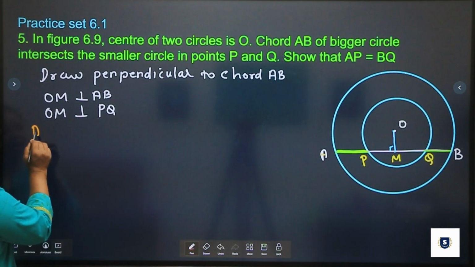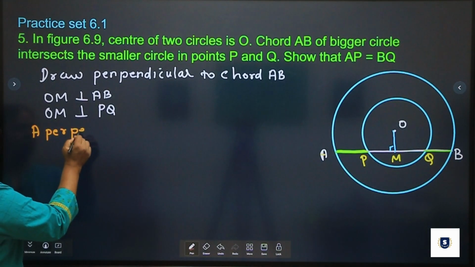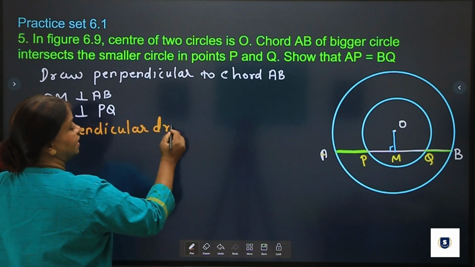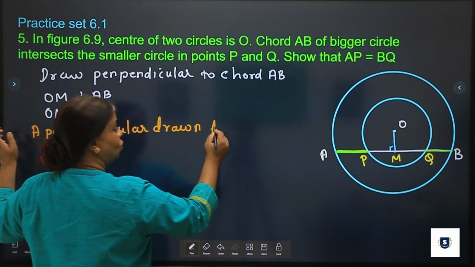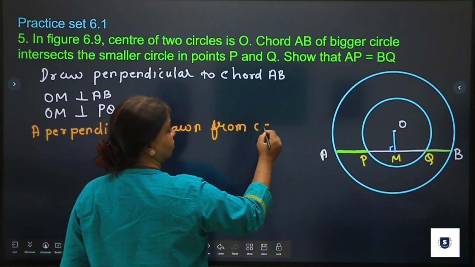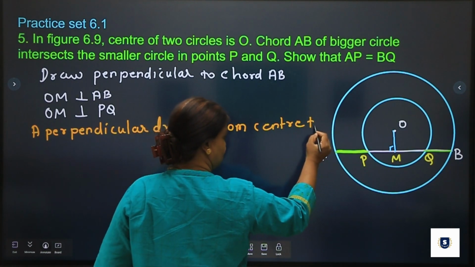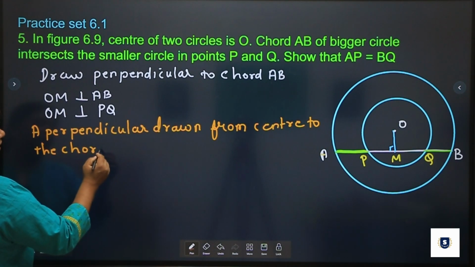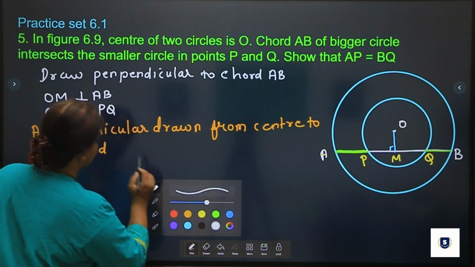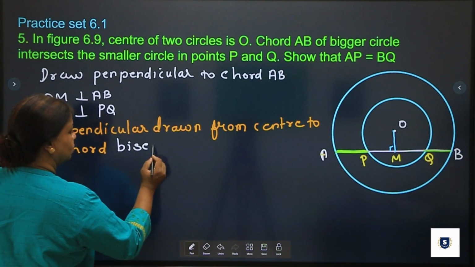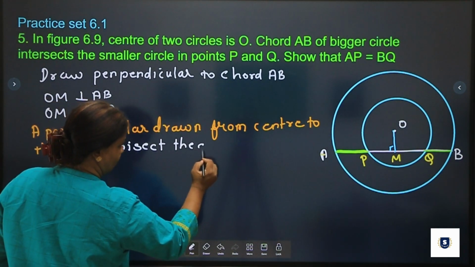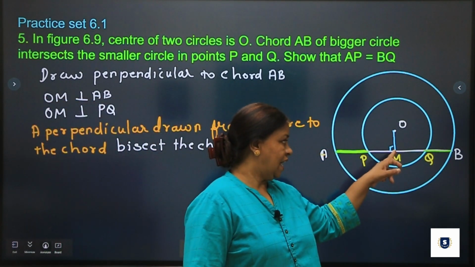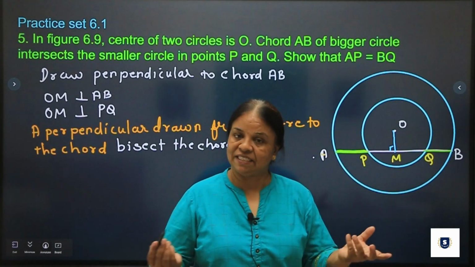A perpendicular drawn from the center to the chord bisects the chord. This statement is very, very important. Now listen carefully, we have done this theorem, okay? If you draw a perpendicular line from the center to the chord, it will bisect the chord.